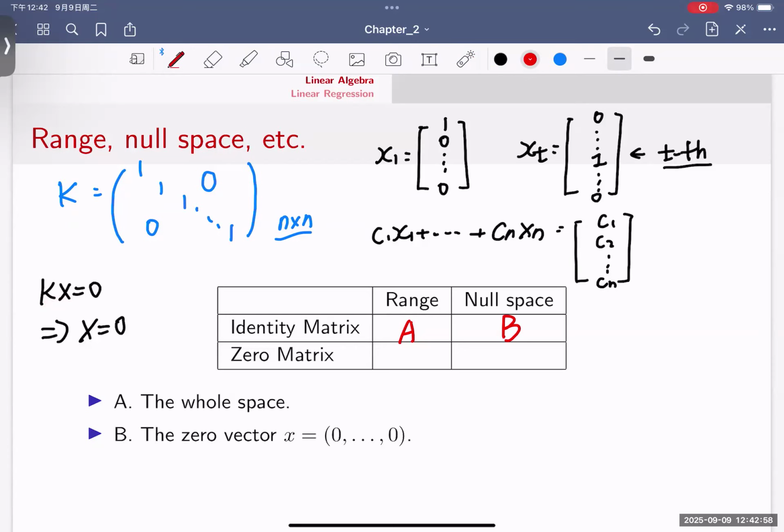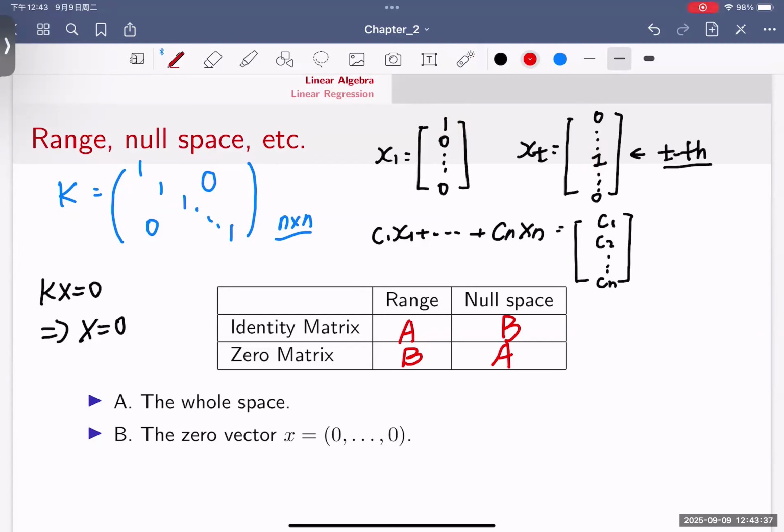And you can also try the 0 matrix, where we replace every entry with 0. So all the x1 to xt change from 1 to 0, and your corresponding linear combination will still be the 0 vector. So the range is just 0, and the null space is the whole space. Anything times the 0 matrix becomes 0, so any vector could be in the null space.